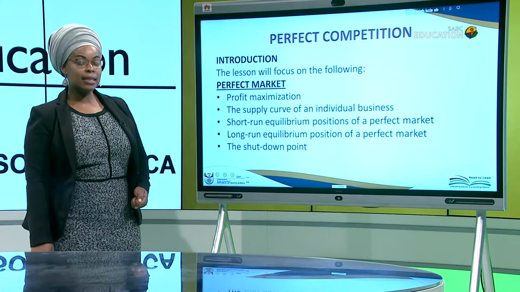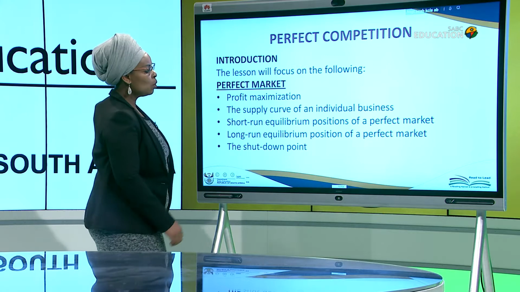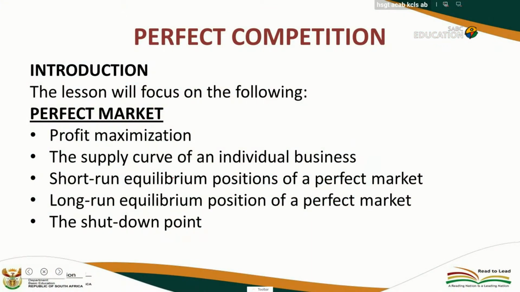Under market failures, these are the following headings that we'll look at. We will look at profit maximization. We will also look at the supply curve of an individual business. We will also look at the short-run equilibrium positions of a perfect market, as well as the long-run equilibrium position of a perfect market, as well as the shutdown.